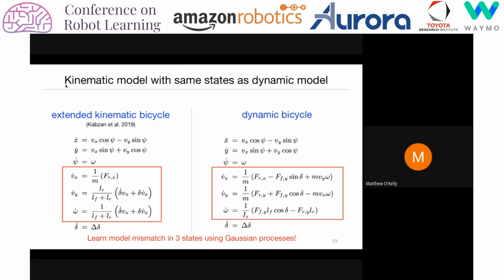In lieu of performing time-consuming identification of the parameters in the more complex model, we instead learn a correction to the simpler extended kinematic model by measuring the system's response to control inputs and approximating the measured error with Gaussian processes.